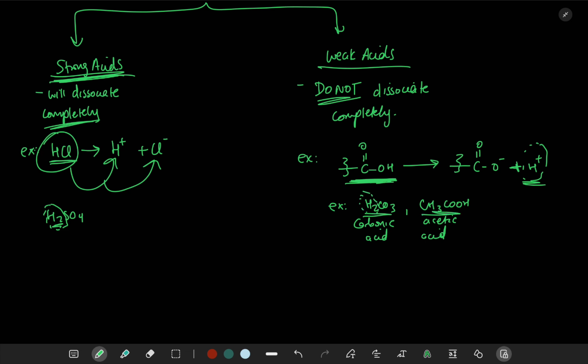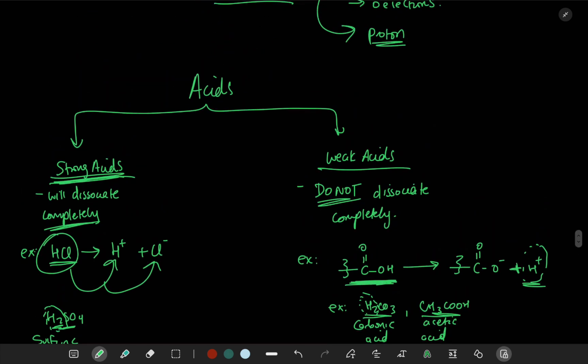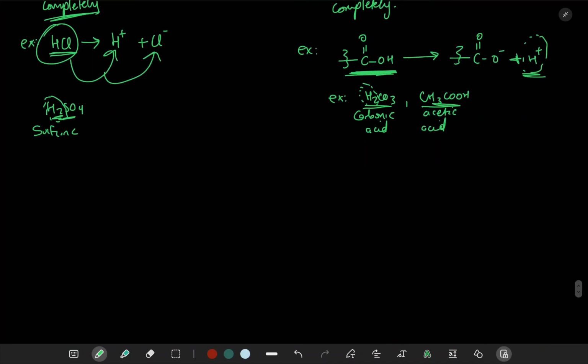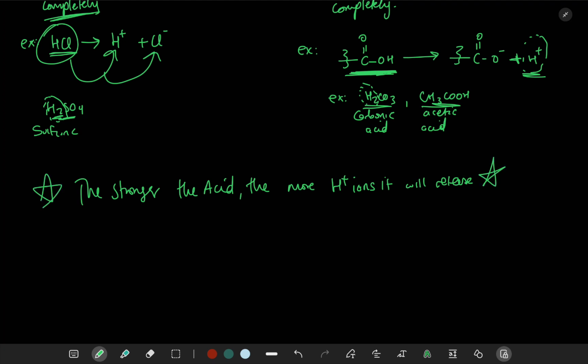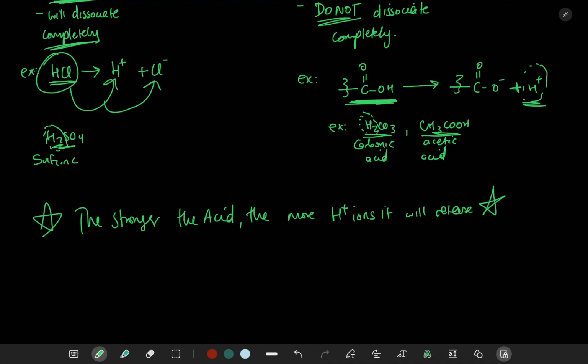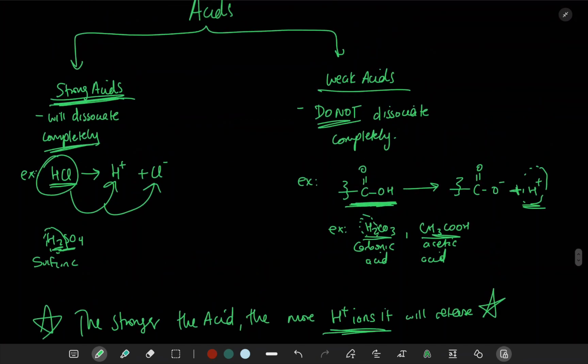Now I know there's two hydrogen atoms in this carbonic acid, and we said that sulfuric acid also has that, but sulfuric acid, because of its properties, will dissociate completely, whereas this will just dissociate partially. All right, so those are what acids are, and that's the distinction between strong and weak acids. The key takeaway from this is that the stronger the acid, the more hydrogen ions it will release. Again, the stronger the acid, the more it dissociates completely into its constituent ions, and the more it dissociates, the more hydrogen ions will get released. So that's really just acids, or the Arrhenius definition of acids.